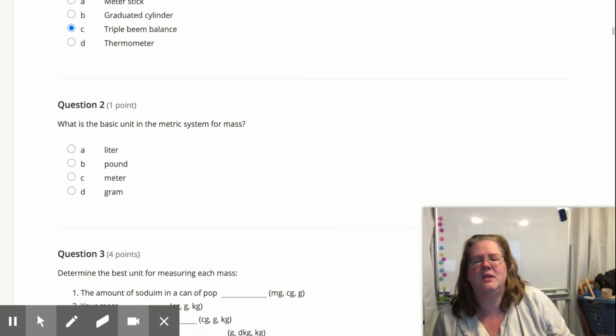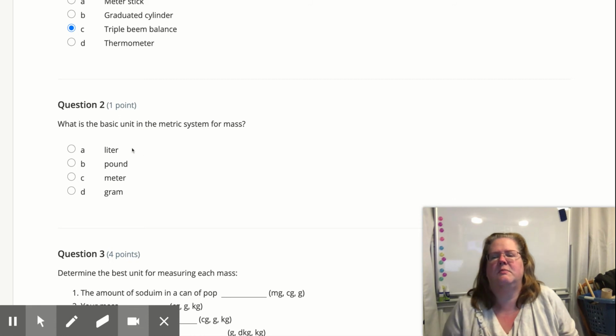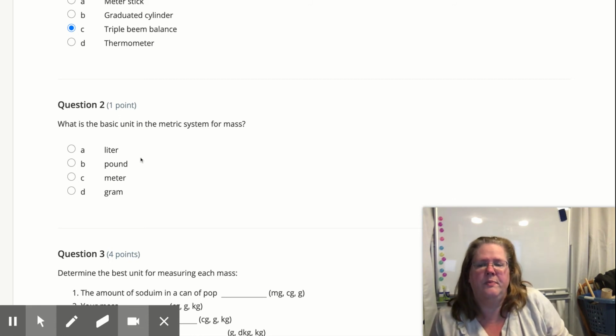What is the basic unit of mass in the metric system? Liter is volume. Pound is not metric. Do not pick pound. Meter is length and gram is mass. Okay?